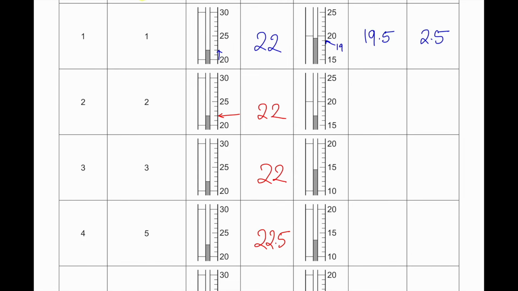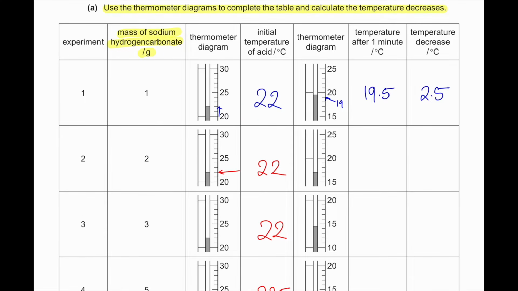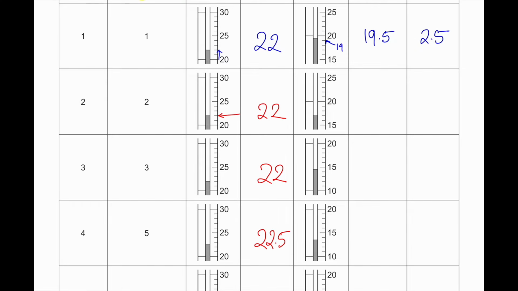Now for the temperature after 1 minute. We can see this is 17, 15, 16, 17. Alright, so we'll just label it 17. So 22 minus 17, the change in temperature is 5 degrees Celsius.